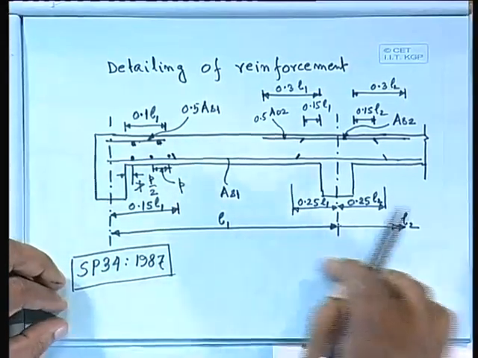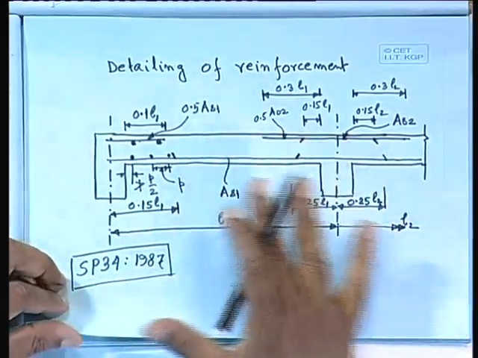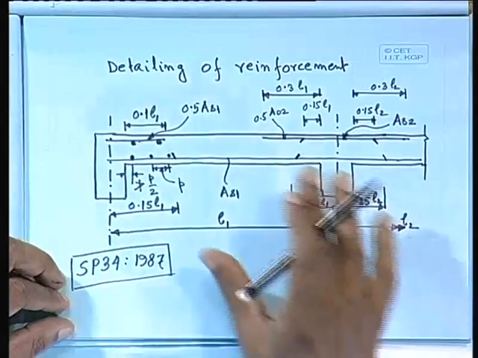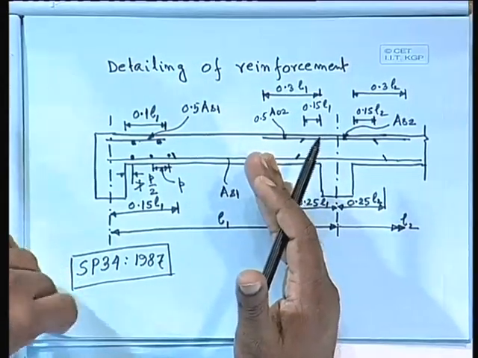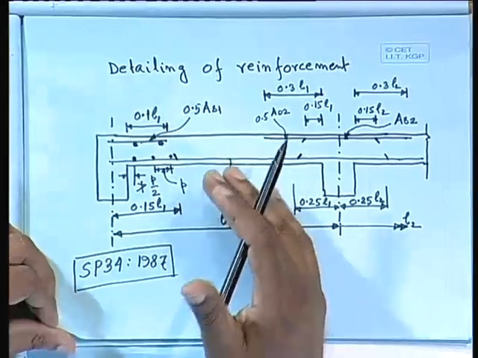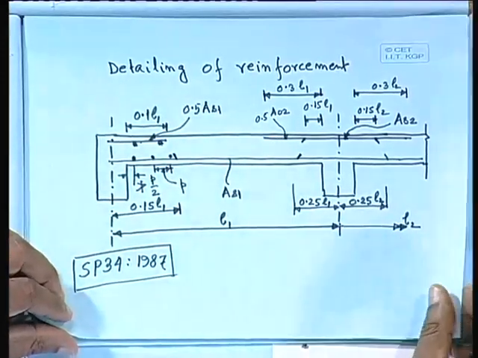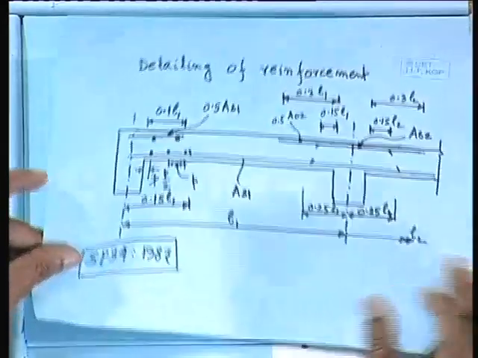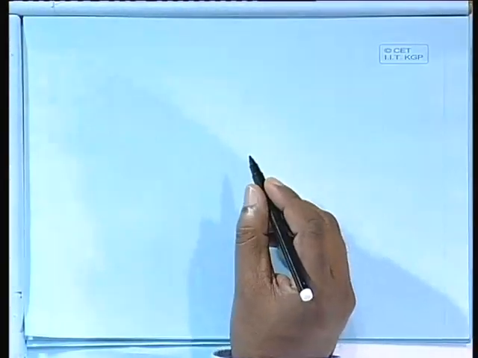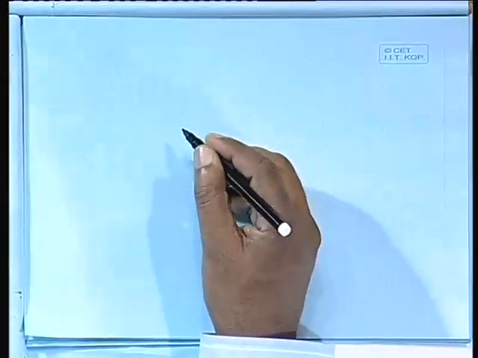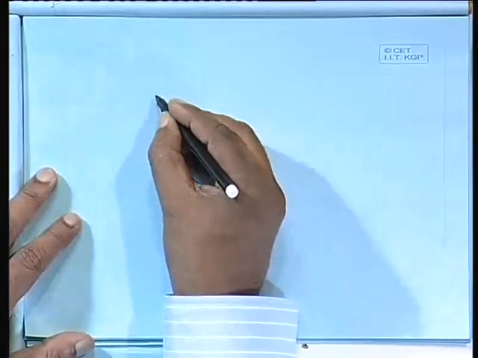So, we specify like this, we specify all that detailing, that curtailment of reinforcement, all those things you can do. Otherwise, it will not be economic, and that you have to maintain. Okay. This is one part. There are so many other things also, just I am giving you a few examples. The other example I can show you is for corner reinforcement.